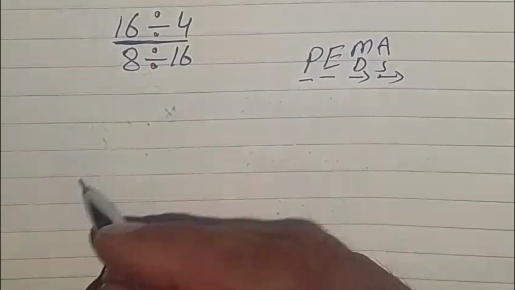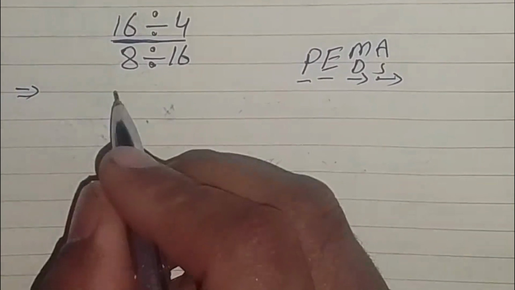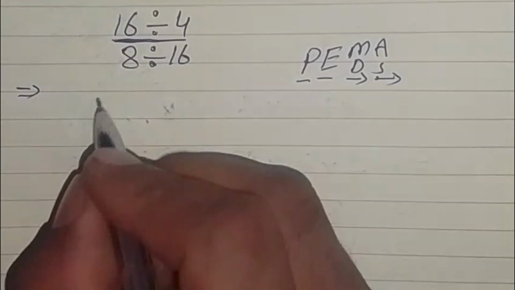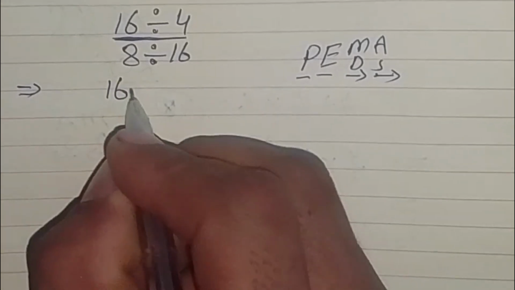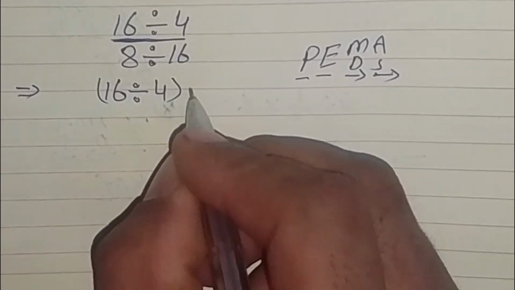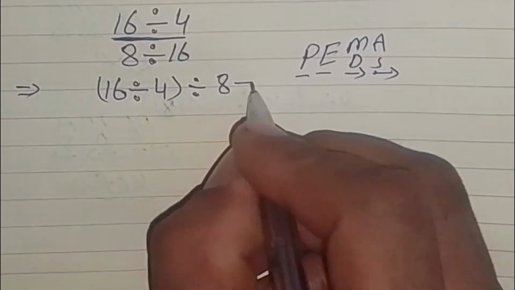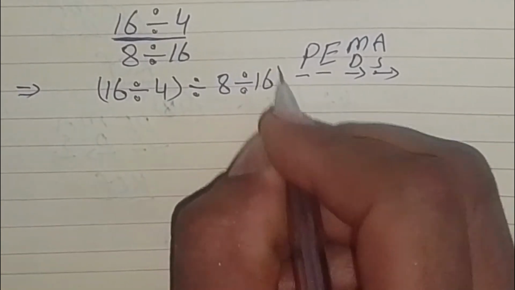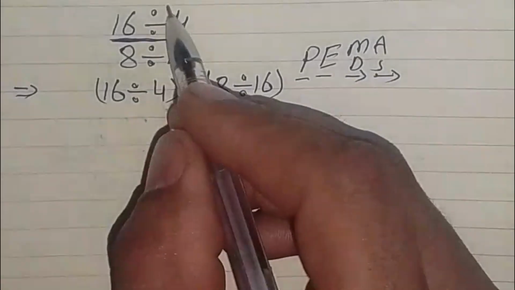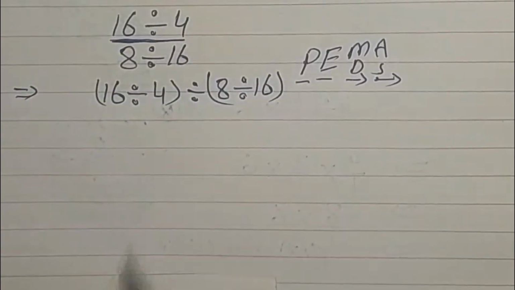Now we have division in here, so we solve it. 16 divided by 4 in parentheses, divided by 8 divided by 16. So first of all we solve the numerator, then we solve the denominator.